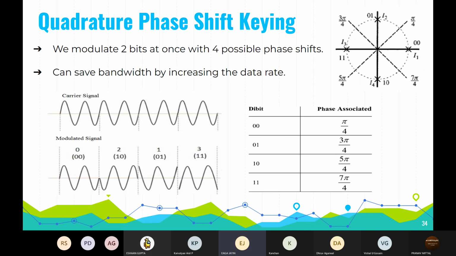As BPSK uses only 2 phase shifts, here QPSK uses 4 possible phase shift keys, that are 4 angles. So bandwidth can be saved over a period by increasing the data rate. QPSK is used in modern cellular phone systems, cable modems, and in satellite transmission for MPEG videos.